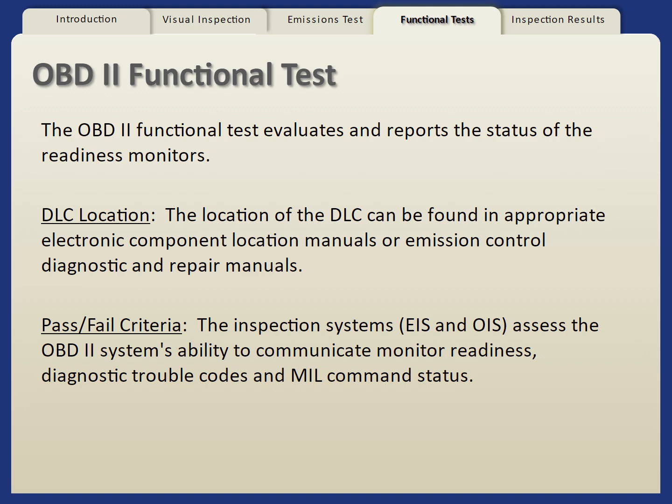The location of the DLC can be found in appropriate electronic component location manuals or emission control diagnostic and repair manuals. The DLC may provide an RPM signal that in most cases can be used during emission test sequences. The inspection systems, both EIS and OIS, assess the OBD2 system's ability to communicate the readiness of system monitors, the diagnostic trouble codes, and MIL command status.